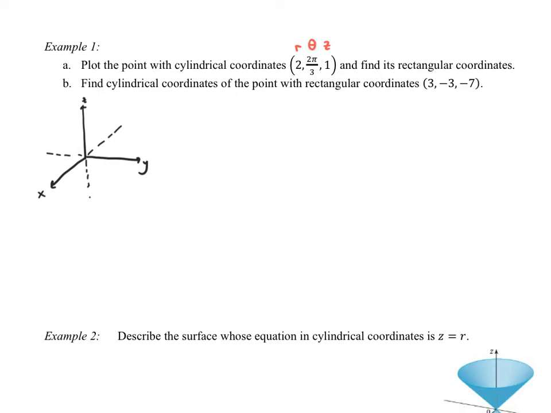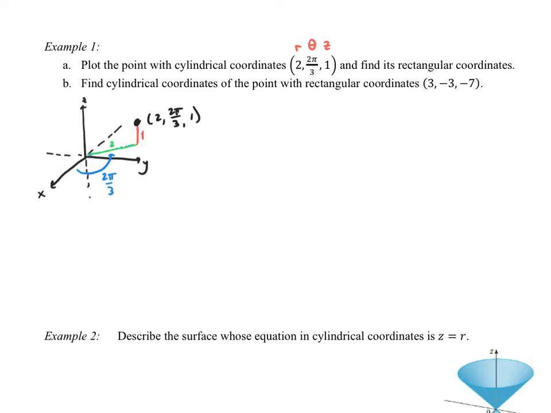I'm going to do the angle first. We have an angle of 2 pi over 3, which puts us right here. Here's the angle, 2 pi over 3. Then we have r, which is this distance right here, and that's going to be 2. And then we have our last bit, which is 1 unit vertical along the z-axis, so that's going to be 1. And there's our new point right there: 2, 2 pi over 3, and 1.